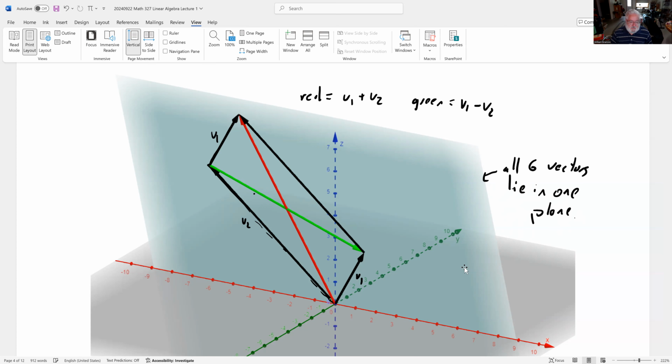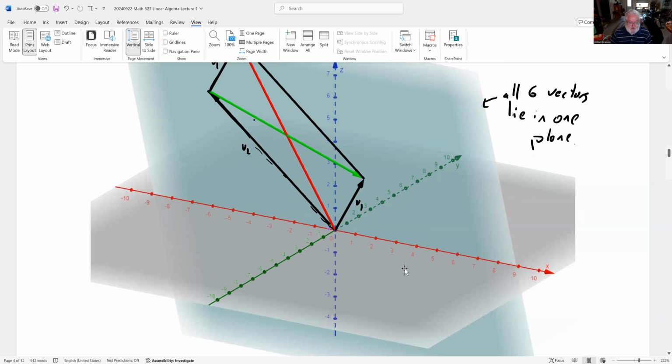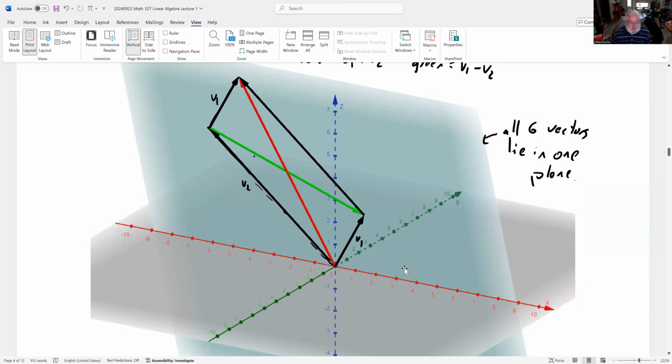And all of those vectors, all 6 of them, lie in one plane, this blue shaded thing. And so that gives me a sense of how addition works also in 3 dimensions, right? It's a plane, 2 vectors define a plane, and then in that plane you get this parallelogram.